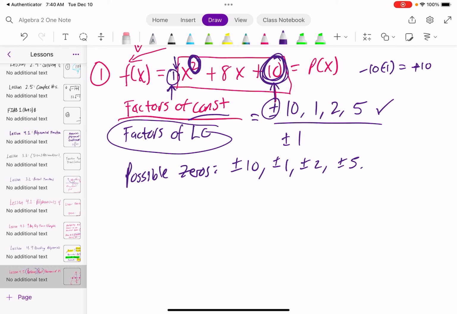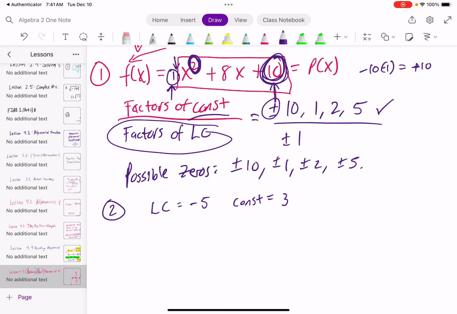All right. So next up we have number 2. Number 2 says, a polynomial function g of x with integer coefficients has a leading coefficient of -5 and a constant term of 3. So the leading coefficient is -5 and the constant is 3. According to the rational root theorem, which of the following are possible roots for g of x?